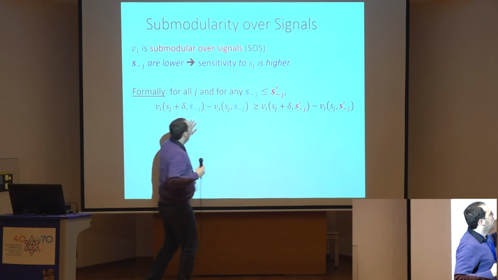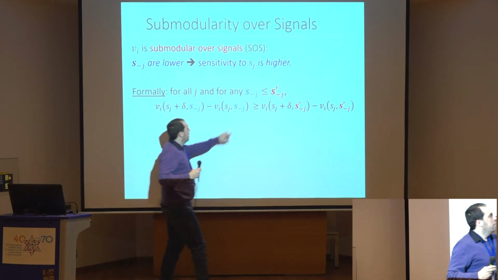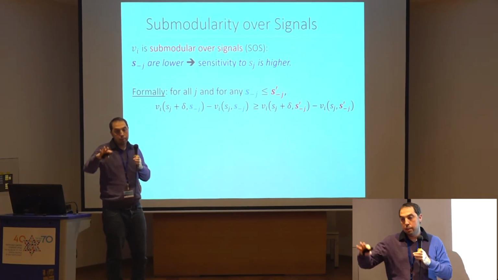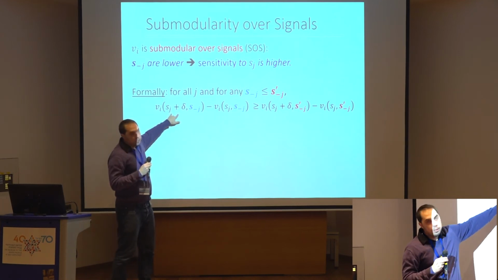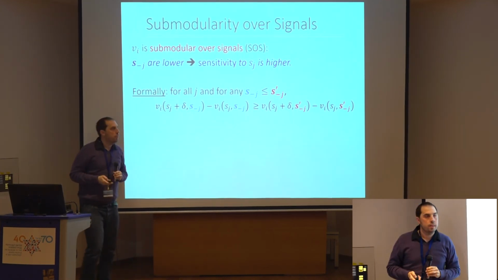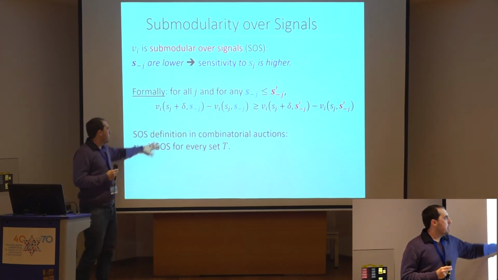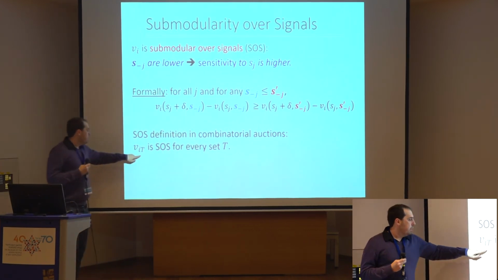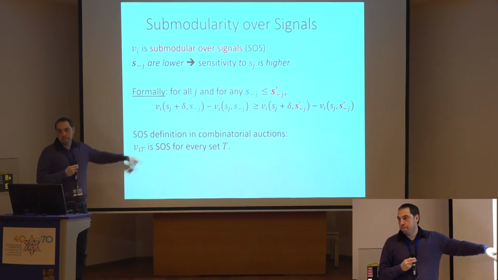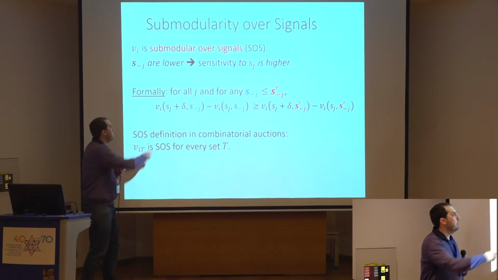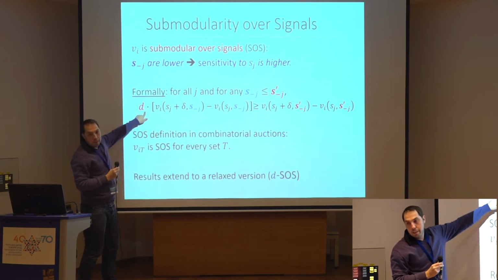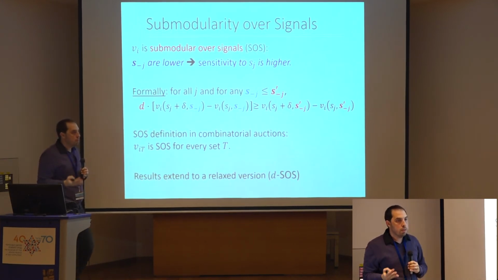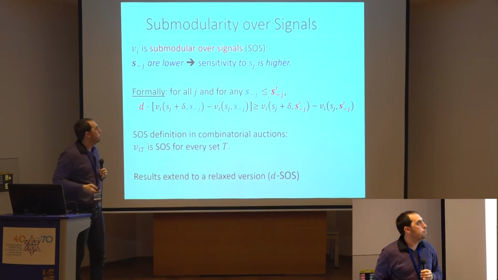And formally, for any v_i, for any i, we fix the signals of all other bidders but some bidder j. And if they are lower, the effect of changing the signal of j is higher. Okay. And we can extend it for combinatorial auctions in a way that every v_iT, for every set T, is submodular. Another thing we do is we can relax this to hold by some factor D, like we did with single crossing. So we can relax it, and most results extend smoothly.